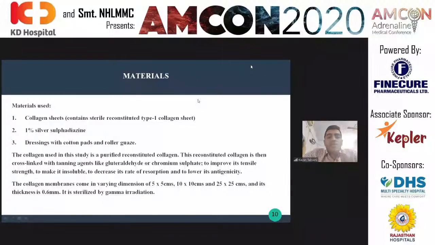Collagen sheets, 1% silver sulfadiazine, and dressing with cotton pads and roller gauze were used. The collagen used in this study is a purified, reconstituted collagen. This reconstituted collagen is then cross-linked with tanning agents like glutaraldehyde or chromium sulfate to improve its tensile strength, to make it insoluble, to decrease its rate of reabsorption, and to lower its antigenicity. They are available in various sizes and thickness is 0.6 mm. It is sterilized by gamma irradiation.